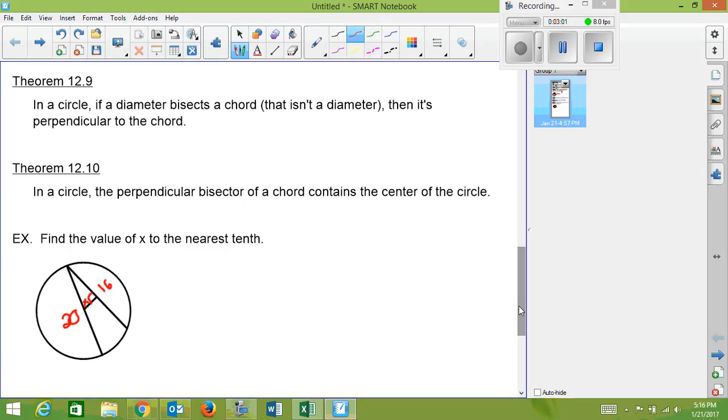So this example goes along with those three theorems. It just says find the value of x to the nearest tenth. I've drawn in a right angle right here. I guess I didn't mark it, but the center of the circle is right there. It says the perpendicular bisector of a chord contains the center of the circle. Because this is perpendicular right here to the center, we know that it's bisecting the chord. So we know that this side right here has to be 8.